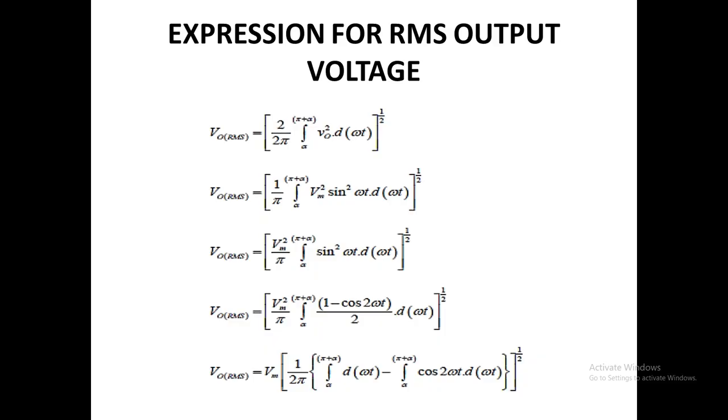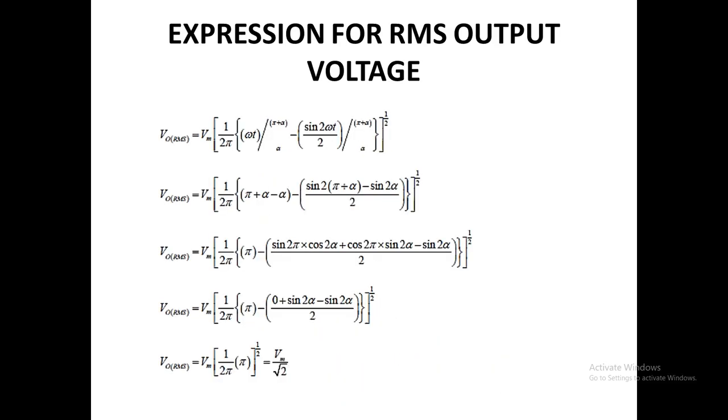So V naught will be Vm sin omega t, so Vm square sin square omega t. And taking the Vm square, that is constant, outside, we have to integrate only the sin square omega t. The sin square omega t can be written as (1 minus cos 2 omega t) by 2. So we can take the 2 outside the limit. So we have to integrate only the 1 minus cos 2 omega t, that is integral of d omega t minus integral of cos 2 omega t, to the whole power of 1 by 2.